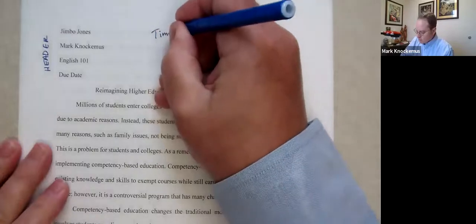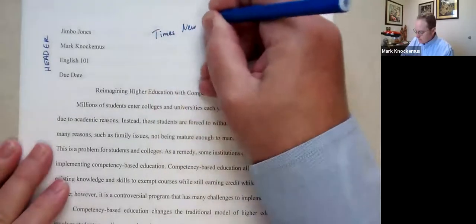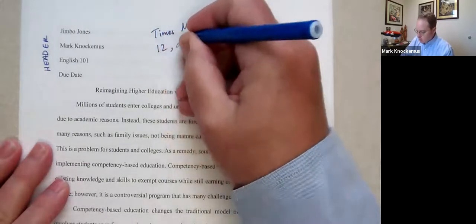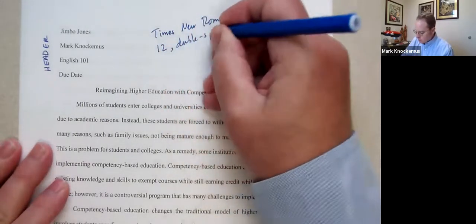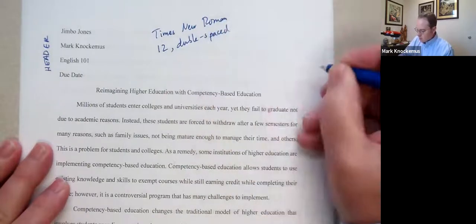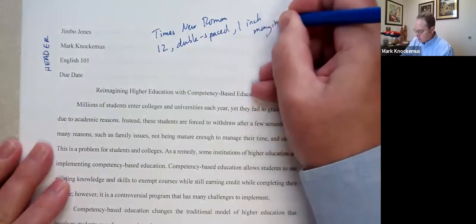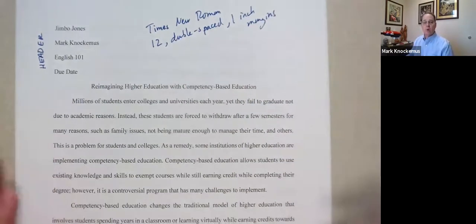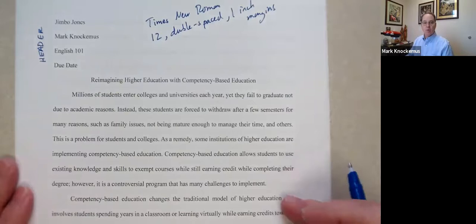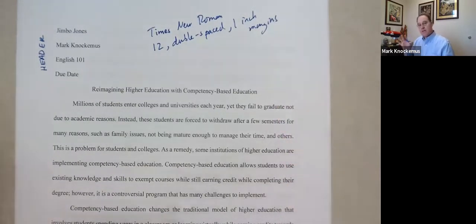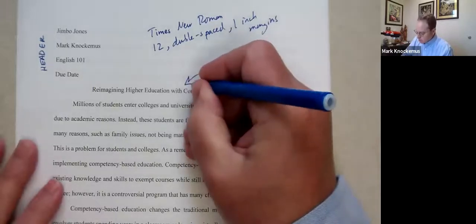You'll notice what is the font. It is Times New Roman 12, double spaced with 1-inch margins. And you'll notice that there's no extra spacing between paragraphs, nor is there extra spacing up here. Spacing things out doesn't give you word count. That comes from content.